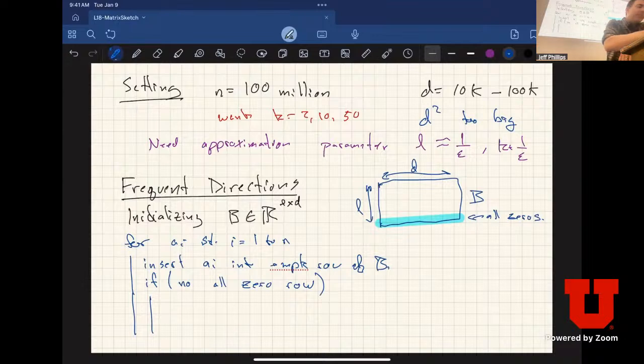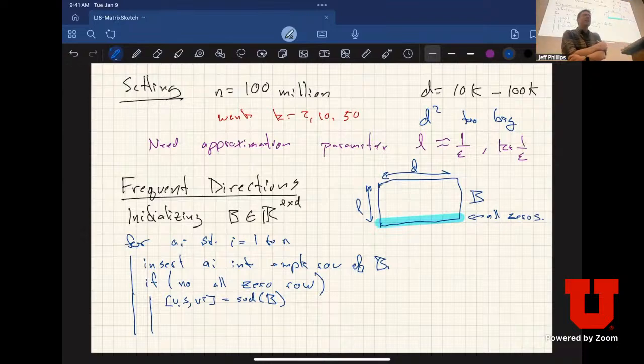At this point, I'm going to take the SVD of B. The SVD of B is L times D, so I can do this in D times L squared time. So it's not too bad. It's a little bit painful, but I sometimes will have to do this.